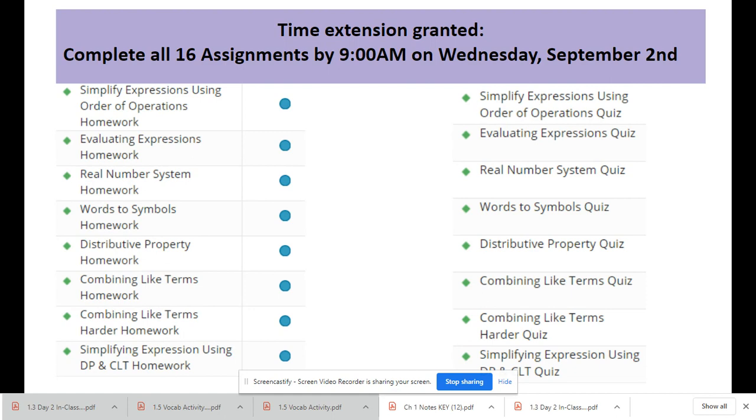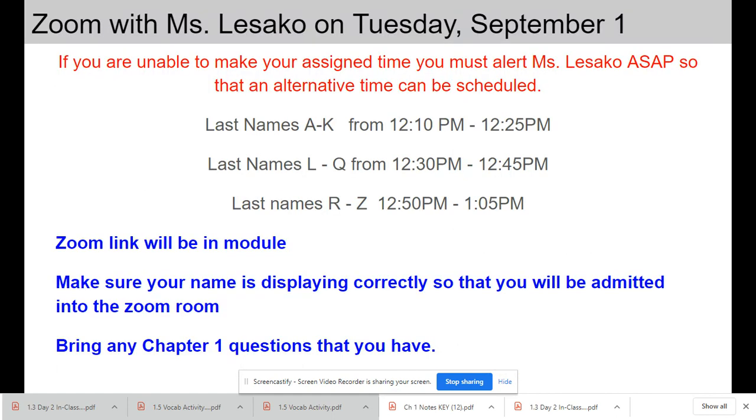What else are we doing today? Well, not today, but tomorrow, giving you some notice here that tomorrow, on Tuesday, September 1st, you're going to need to meet with me on a Zoom meeting. So you can see the last names there. A through K is going to meet just 15 minutes, 12:10 to 12:25. Then last names L through Q, 12:30 to 12:45. And last names R through Z, 12:50 to 1:05.